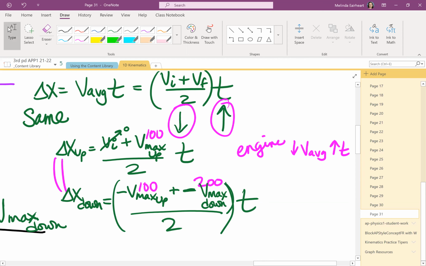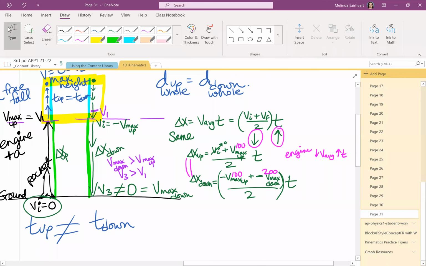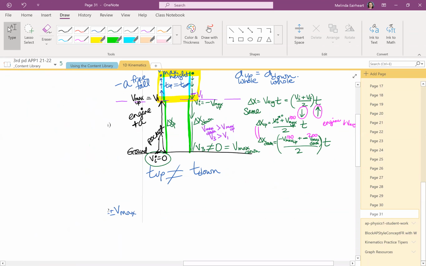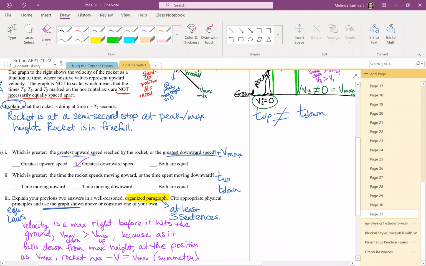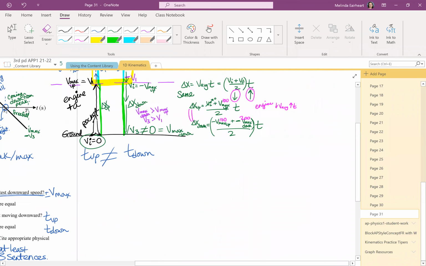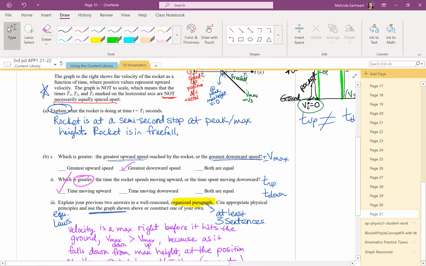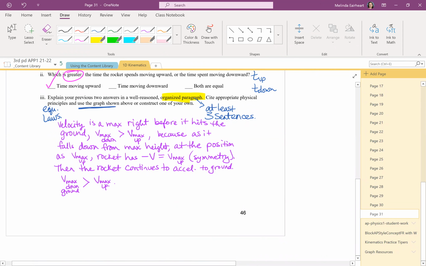And collectively, how are we going to check the box? Well, put it together with the little up and little down there at the peak. We're going to have more time on the way down than we do up. Does that make sense? Kind of, sort of? Okay. And so over here, time moving, they want which one's greater. I think I said greater. Greater would be the whole time downward. No. What'd I say? More time would be with the engine. And so time moving upward, let's go explain it. And then we'll be done here.